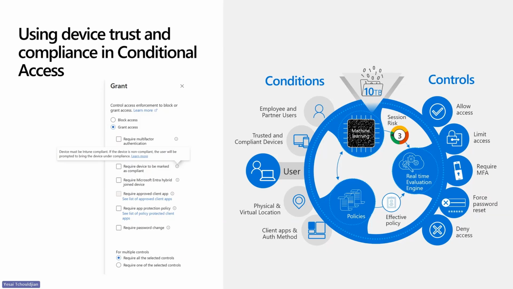I won't go too in depth into how to configure this, but as you can see, there's a check that says require device to be marked as compliant. That basically comes from Intune. And then in Intune, how that plays with Defender for Endpoint is basically you can also require the device machine risk score to be at a certain point.